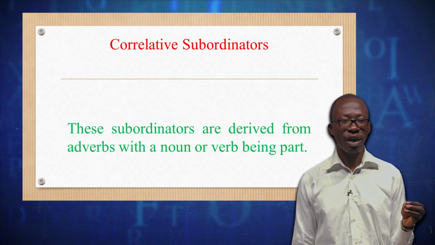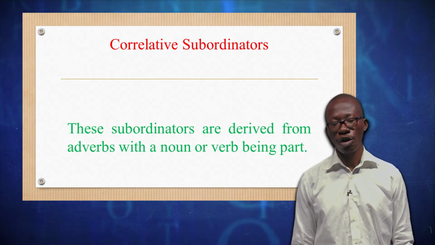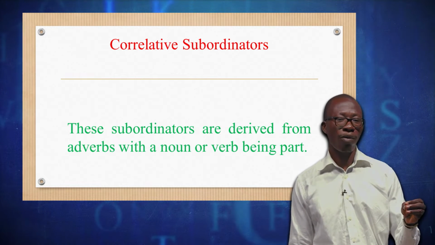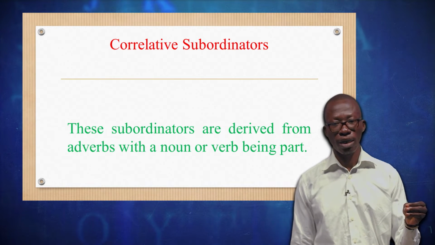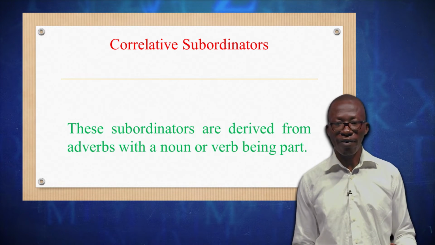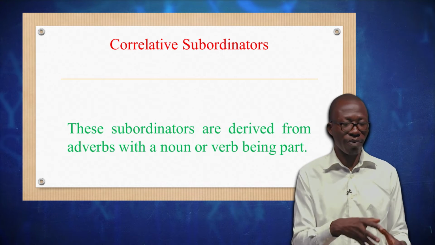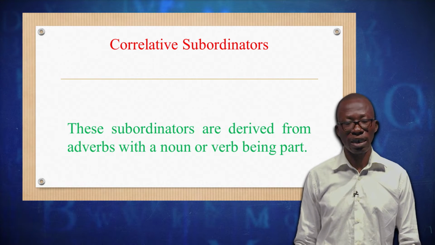And we are saying that they are usually made of more than one expression or word. So we do have this subordinator made of more than one expression or one word with that as part of it. So you always have that being part of the expression that makes up correlative subordinators.